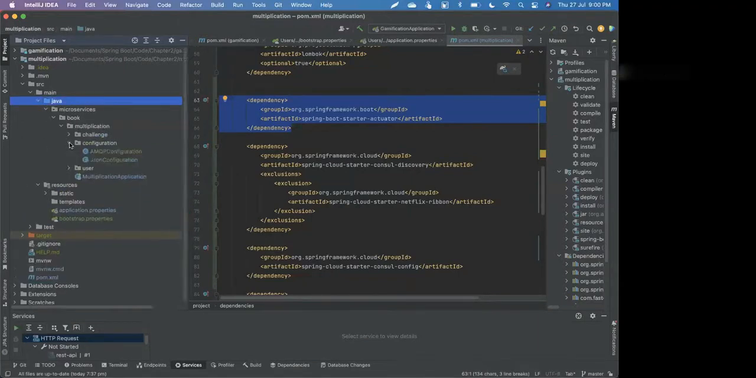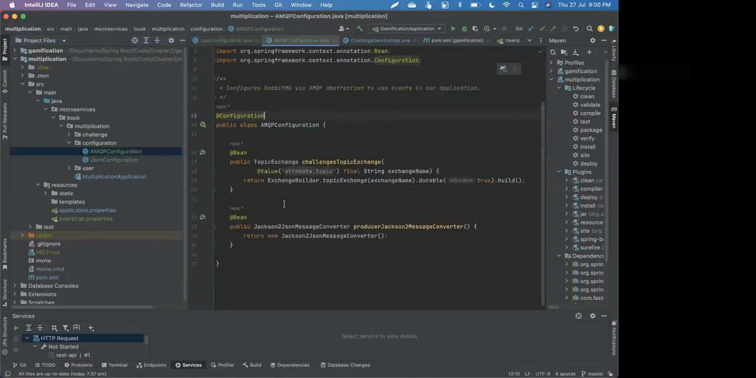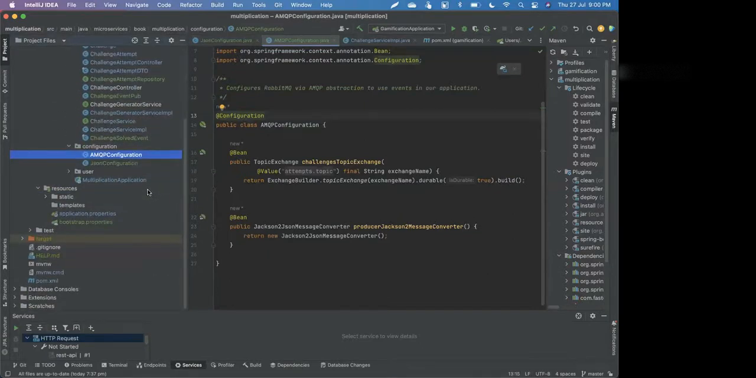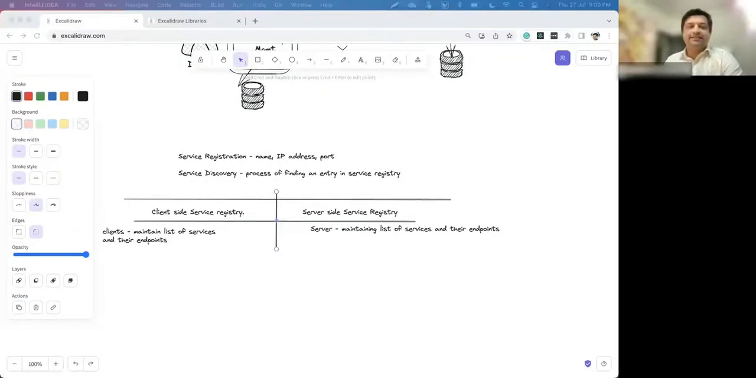Maybe I'm asking many questions because I joined in between. There is a message queue, and this is different. This service registration is different. This is part of the API gateway. I'm going to cover message queue next.